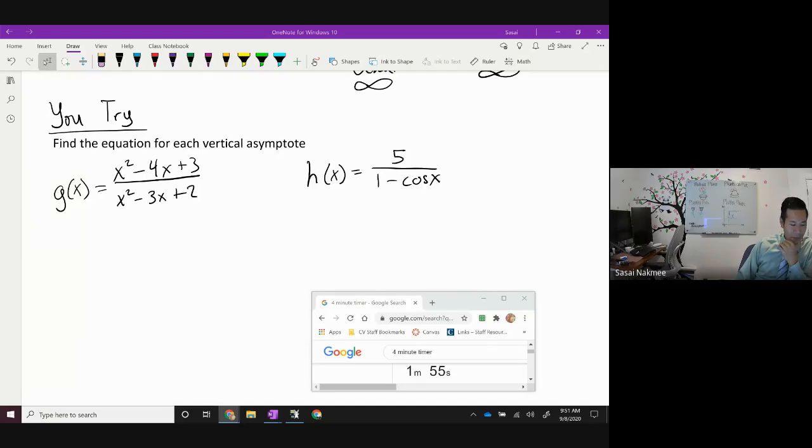All right, got about 2 minutes to go. Hopefully you guys are getting the answers for your vertical asymptotes, right? Just to write down the equation for your vertical asymptote, remember it's x equals, right? So you write x equals for your vertical asymptote, and then do it the same way for the second one.